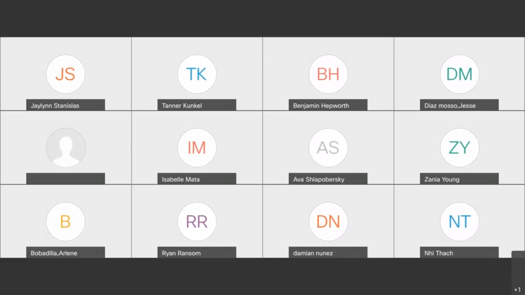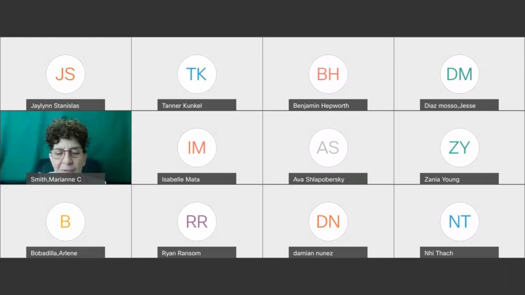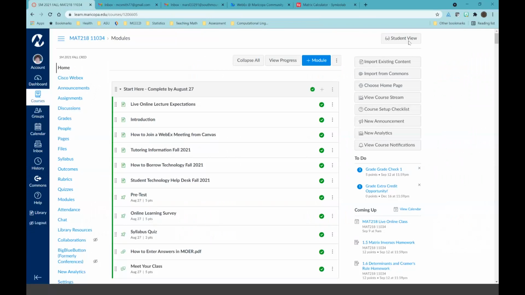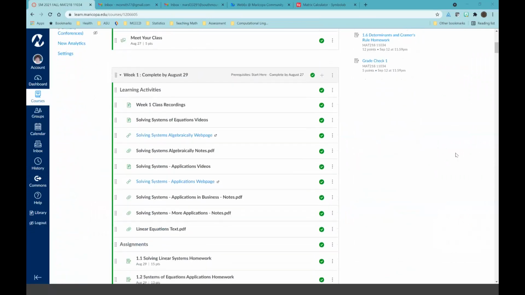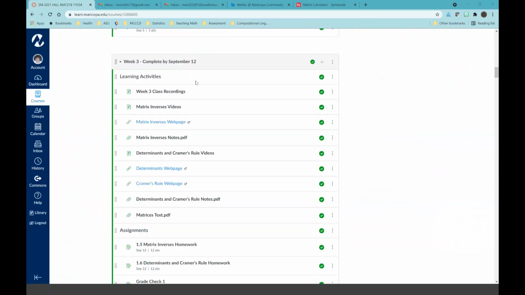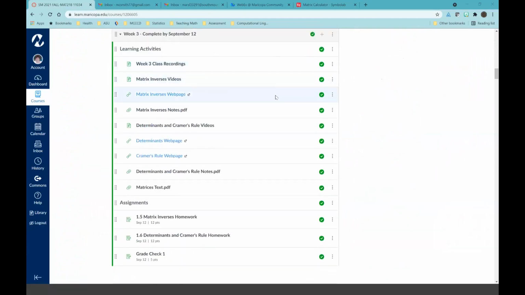Recorder is on. I'm going to start by sharing my browser with you just to show you where we are in the course. Okay, so here we are in our course, and we are currently in week 3. You can see these assignments are due by September 12th on Sunday.